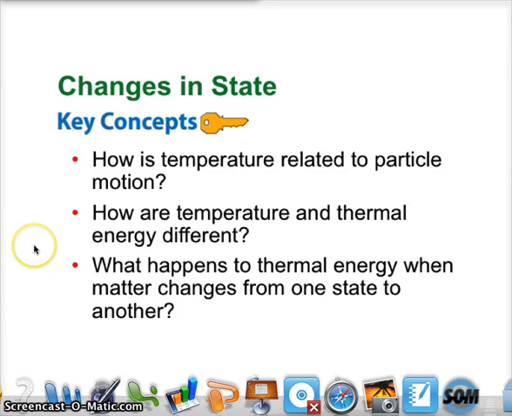Good day, students. This is Chapter 6, Lesson 2, looking at changes in state. Some of the key concepts that we're going to look at are: how is temperature related to particle motion, how are temperature and thermal energy different, and what happens to thermal energy when matter changes from one state to another.